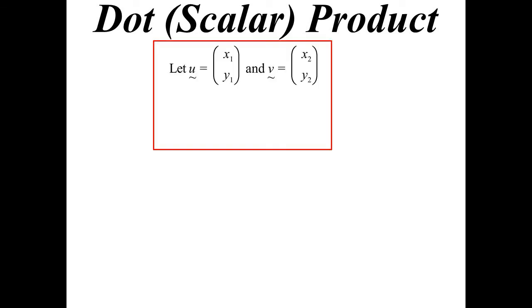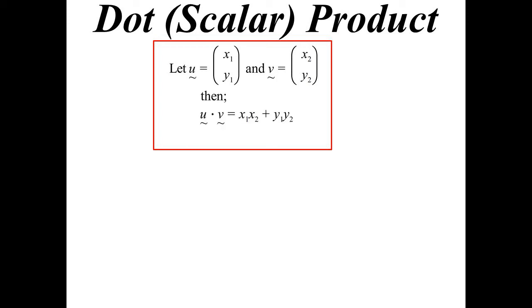The dot product, sometimes called the scalar product. So you might see that used, but normally we just call it the dot product. So if we've got two different vectors, I suppose they don't have to be different, they can be the same, but I'll call the first one x1, y1, the second one x2, y2.